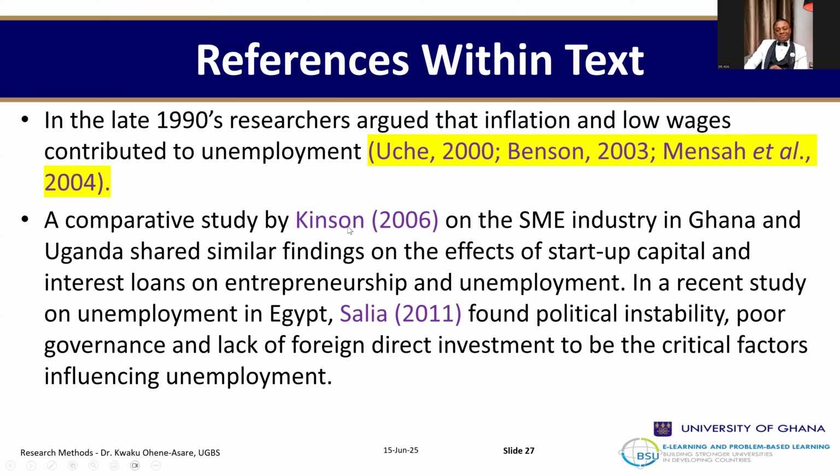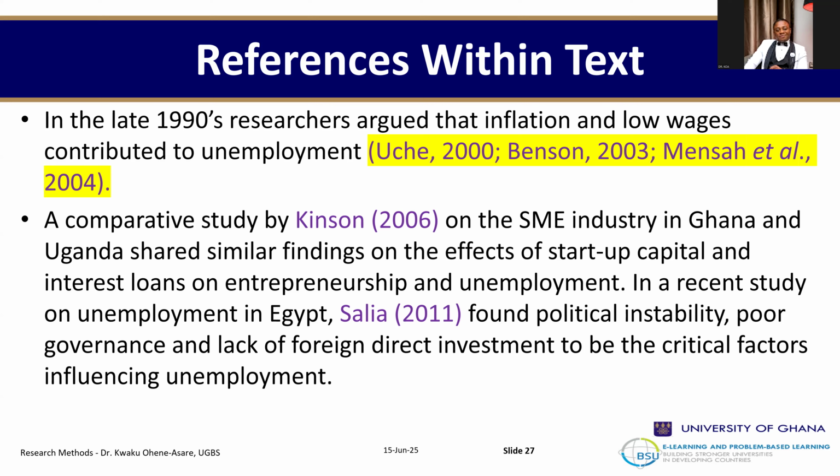A comparative study by Kinsey on the SME industry in Ghana and Uganda shared similar findings on the effect of startup capital and interest loans on entrepreneurship and unemployment. Now, that statement is being cited. So watch it. The citation is happening every sentence here. Watch it carefully. The first sentence was cited. The second sentence, cited. The third sentence, which starts with, in a recent study on unemployment in Egypt, Salia found political instability, poor governance, and lack of foreign direct investment to be the critical factors influencing unemployment. Cited.